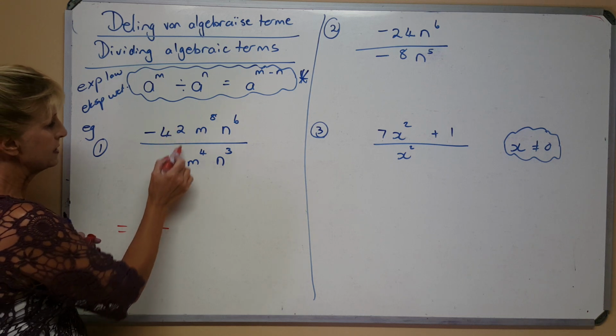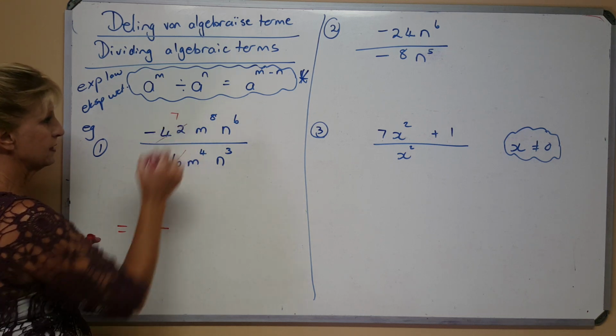But then you can say 6 can go into 42 7 times.